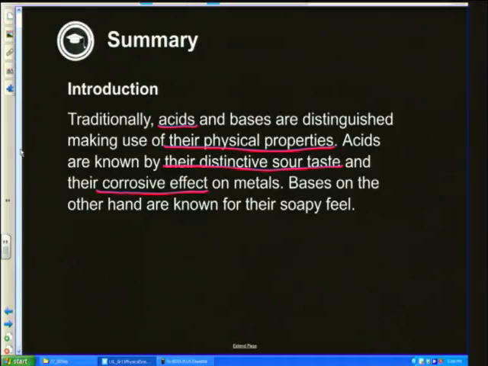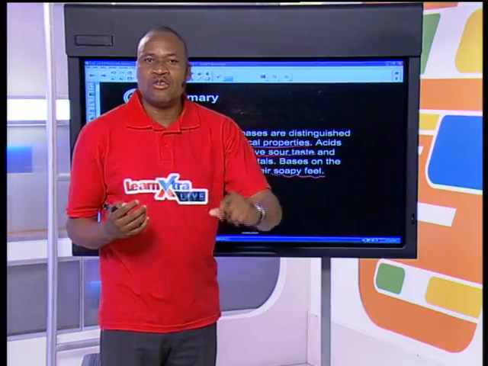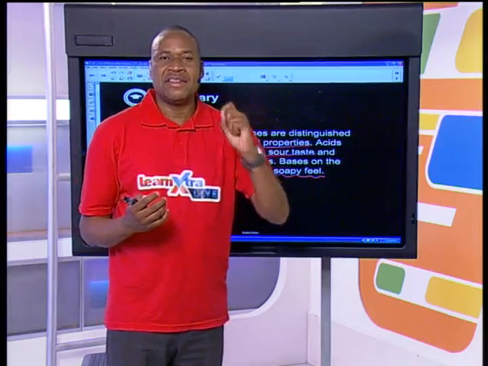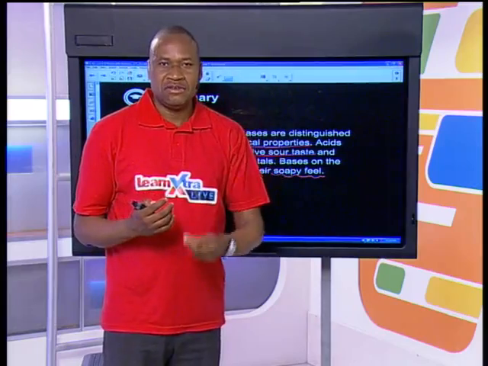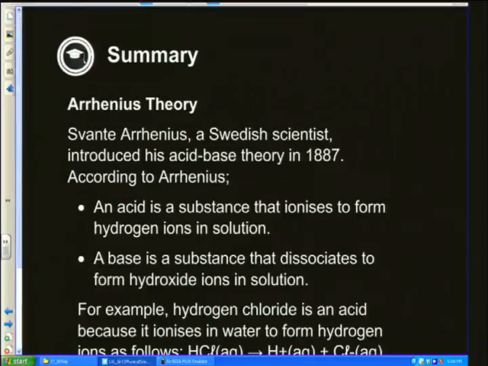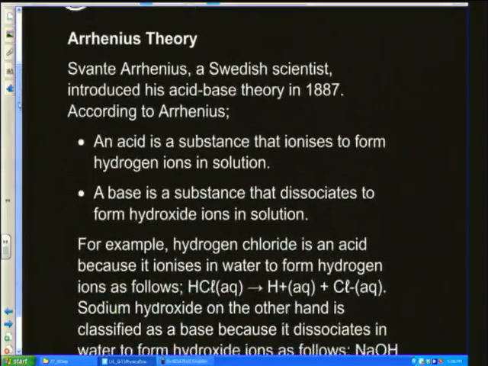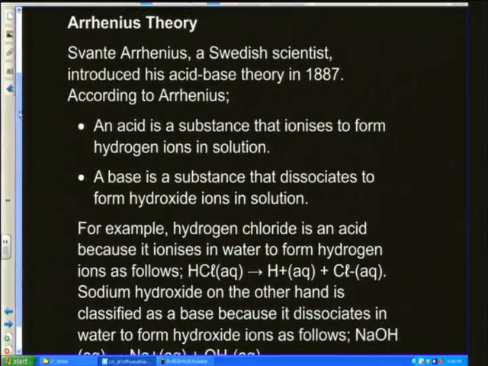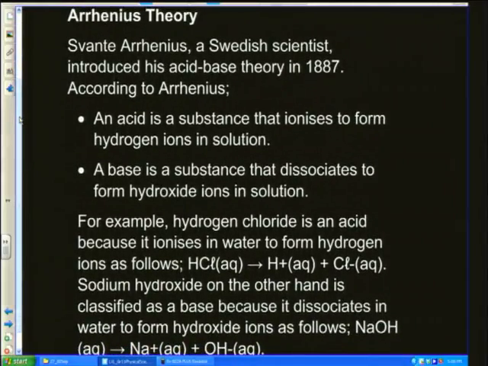That's what we know about acids. Bases, on the other hand, we know them quite well by their soapy feeling. When you touch basic solutions, they are soapy. They make everything feel smooth, slippery. They are soapy in nature. Those are bases. So that's the physical properties of acids and bases and how we distinguish them, making use of their physical properties.